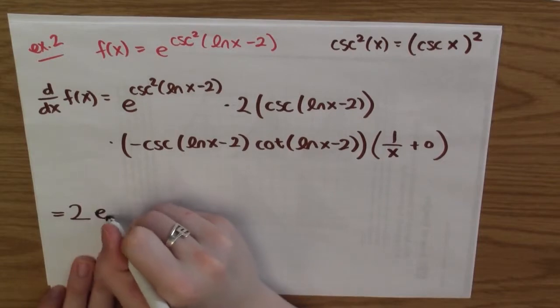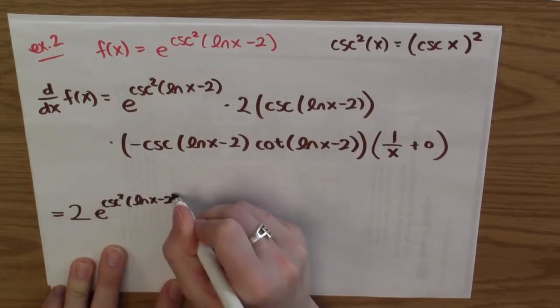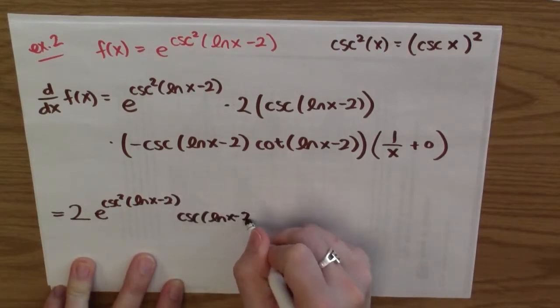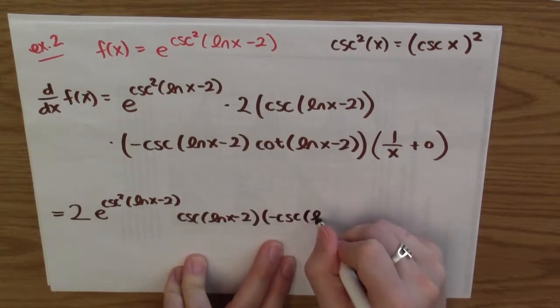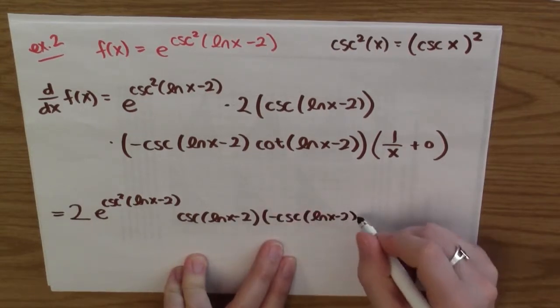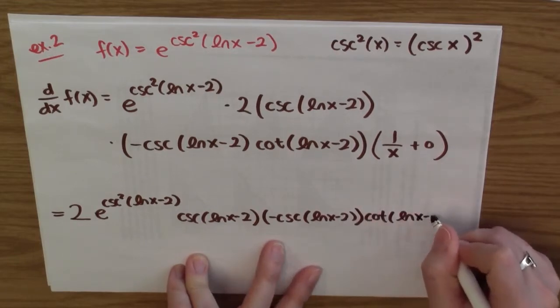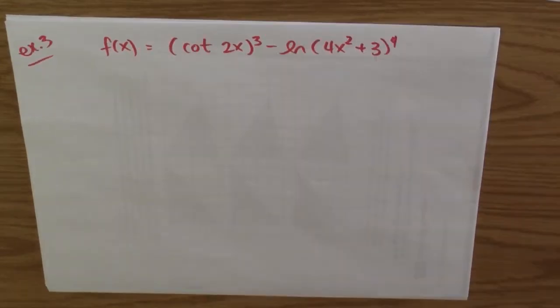I have 2e to the cosecant squared natural log of x minus 2 times cosecant of natural log of x minus 2 times negative cosecant of natural log of x minus 2. Could combine those if you really want. Cotangent of natural log of x minus 2 times 1 over x. And that's my derivative.